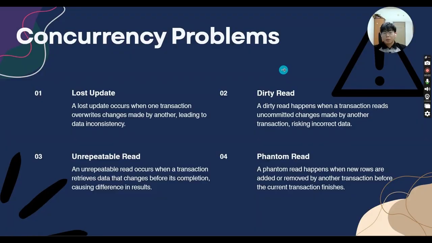Next one is concurrency problems. First one, lost update. A lost update occurs when one transaction overrides changes made by another, leading to data inconsistency. Second one, dirty read. A dirty read happens when a transaction reads uncommitted changes made by another transaction, risking incorrect data. Third, unrepeatable read. An unrepeatable read occurs when a transaction receives data changed before its completion, causing differences in results. Last one is phantom read. A phantom read happens when new rows are added or removed by another transaction before the current transaction finishes.